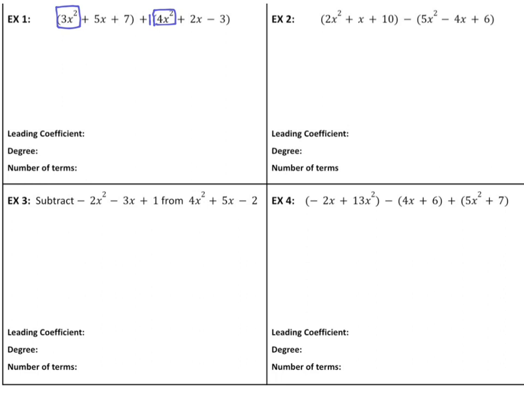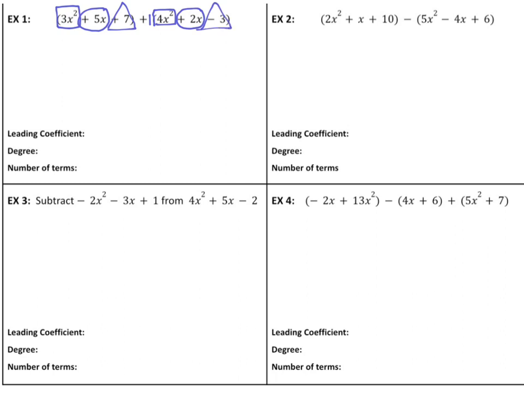Now let's look at my plus 5x. I'm looking for anything that just has one x with it. I see plus 2x. That's also a like term. Now for my last one, I'm going to triangle. So my plus 7, I'm looking for anything that's a constant. It doesn't have a variable. And I see negative 3. Let's go ahead and make that triangle a little bit bigger so it takes the entire number.